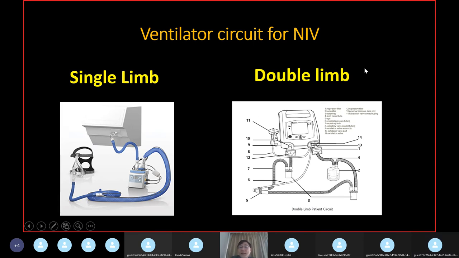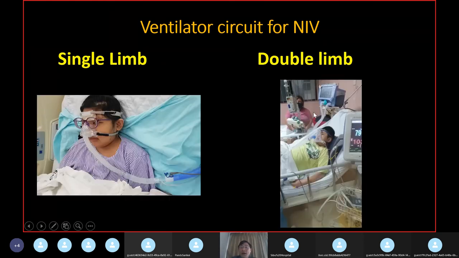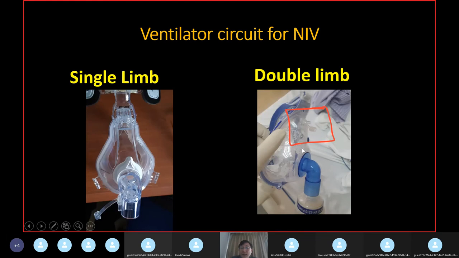Also, with a double limb, because of the limitation of flow, they could not compensate for leak as well as a single limb. Single limb machines have very high flow, so they can compensate for leak much, much better. So with a double limb, you usually need a fixed non-leak type of mask, which should not have any leak at all. It needs to be very tightly sealed to the patient's face in order to generate pressure.